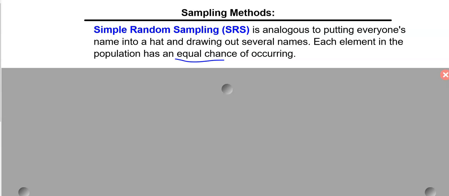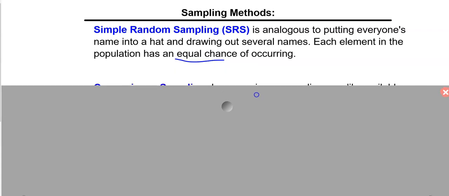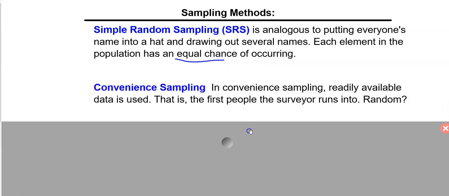It's not always possible, though. Let's say we're trying to measure the height of every woman in the United States. I don't have a list of every woman in the United States, so it's going to be hard to put all their names in a hat. Even if I could fit them all in a hat, it'd be a lot of names. We don't really have a list of everyone in the United States to go from, so that's not always possible.